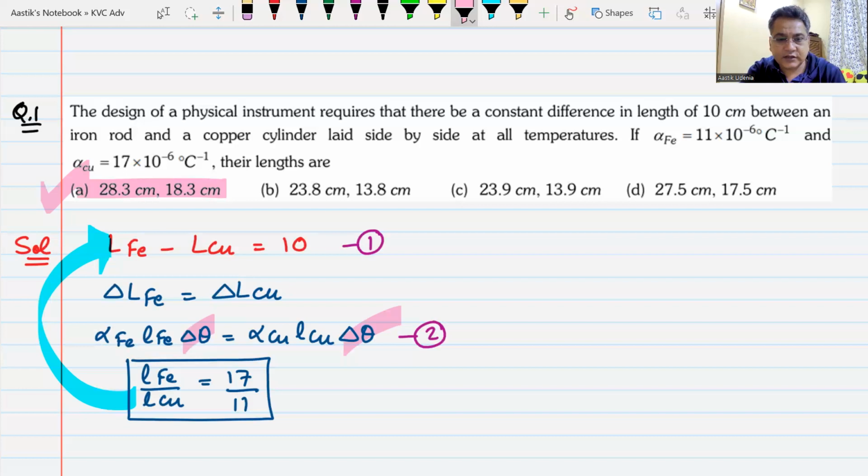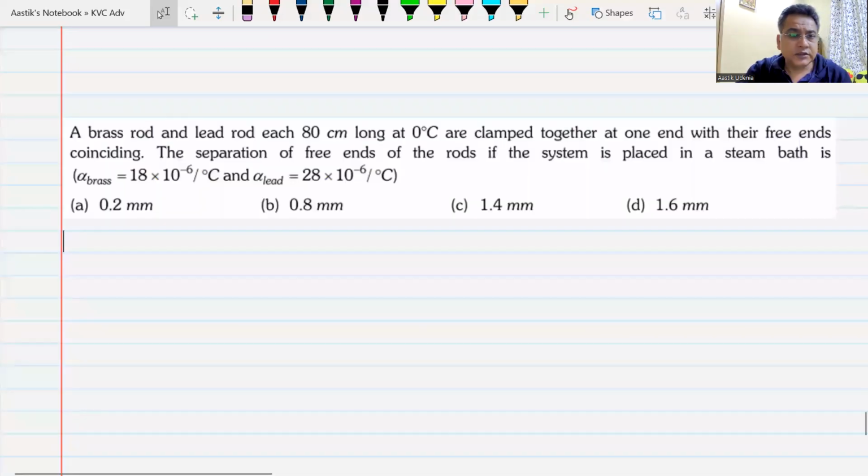So let us now do this question. A brass rod and a lead rod, here I think the calculations are simpler, 80 centimeter long at 0 degrees Celsius, are clamped together at one end. So at one end they are clamped together and their free ends are coinciding.